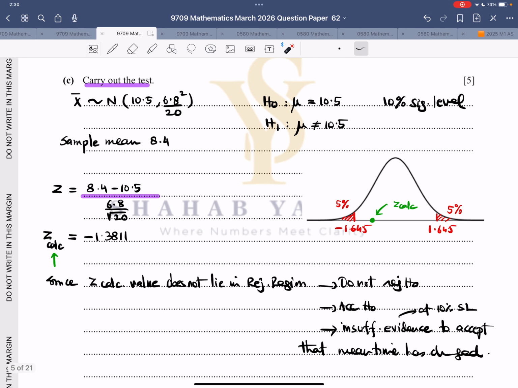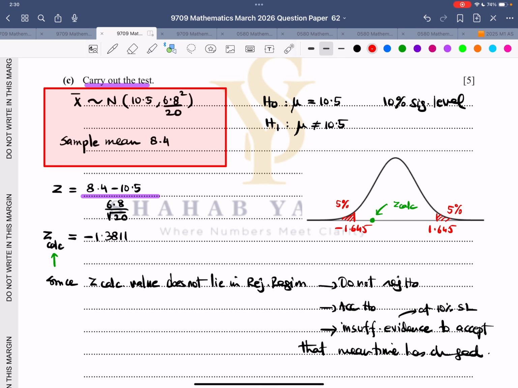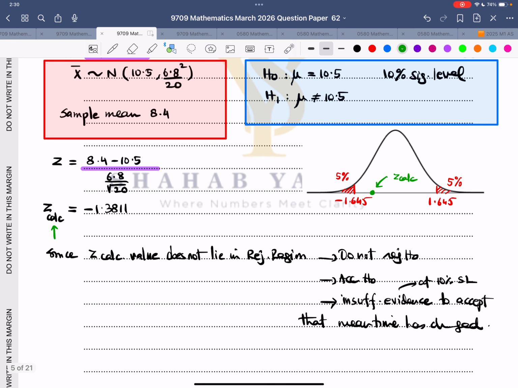That is, x bar follows a normal distribution such and such. That is the sample mean. So that is the first piece of info that you need. The second piece of info is H0, H1 and the significance level. That's the second one.